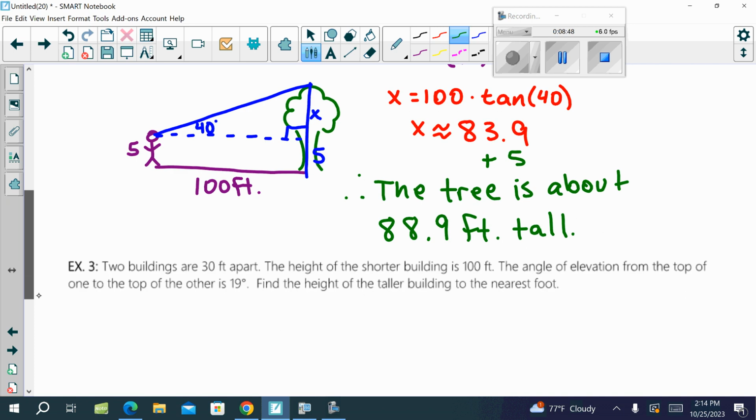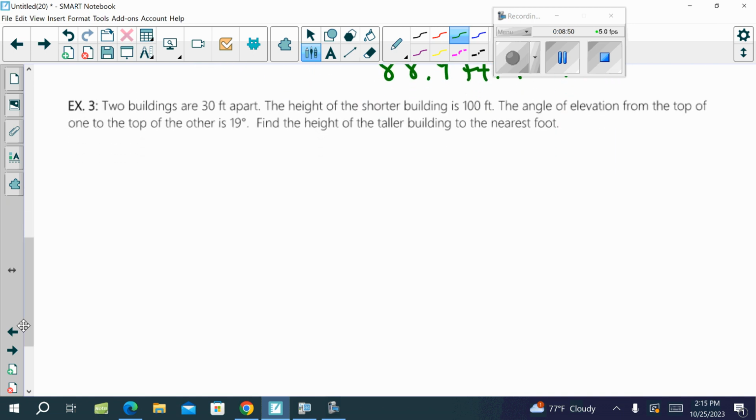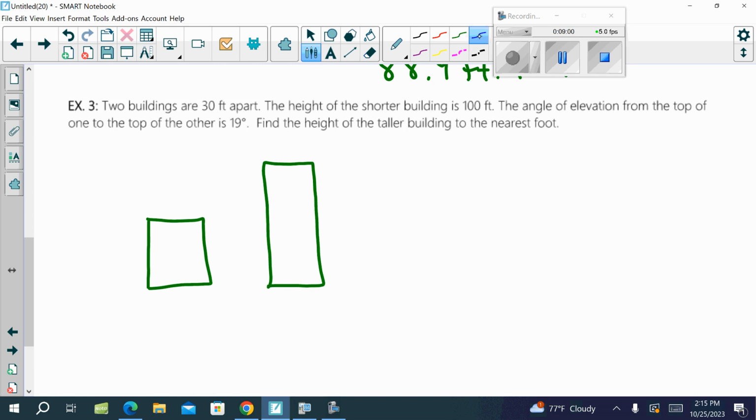Okay. Next, we've got 2 buildings. They're 30 feet apart. So let's draw building 1. Let's draw building 2. These 2 buildings are 30 feet apart. The height of the shorter building is 100 feet. So this is 100. The angle of elevation from the top of one to the top of the other is 19 degrees. So what am I going to need to add in here?